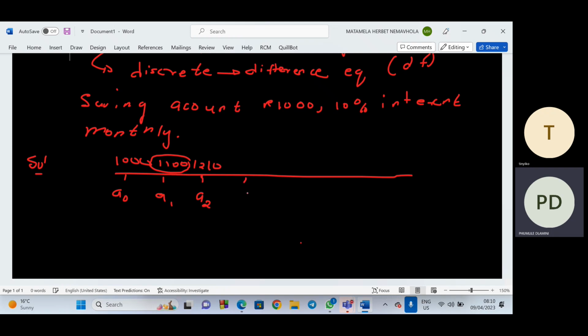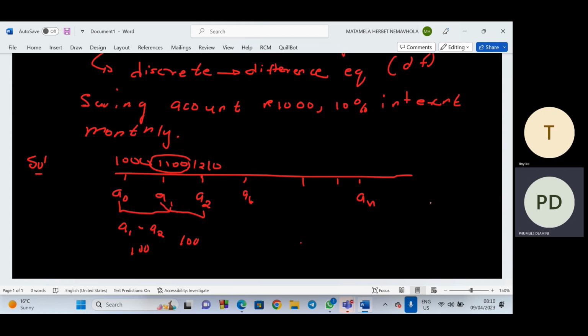After that, this sequence is going to go until A4, and so on, until An, the last term. Now in this equation, if we take the first two elements, A2 minus A1, we are going to get 100. Not really always 100, but you're going to get the difference.